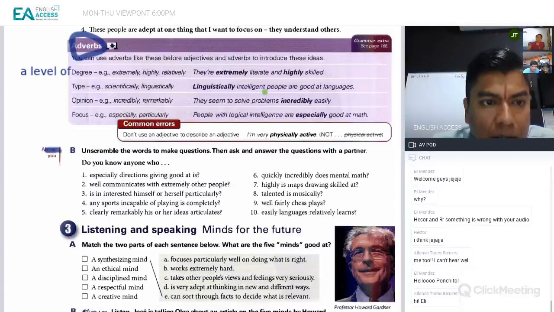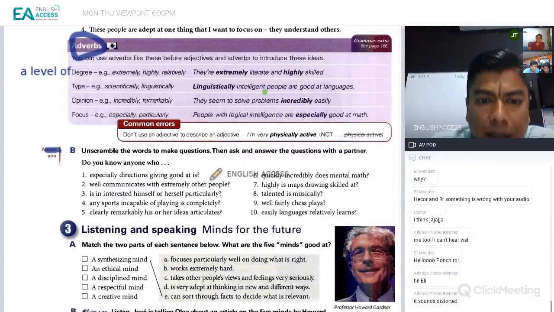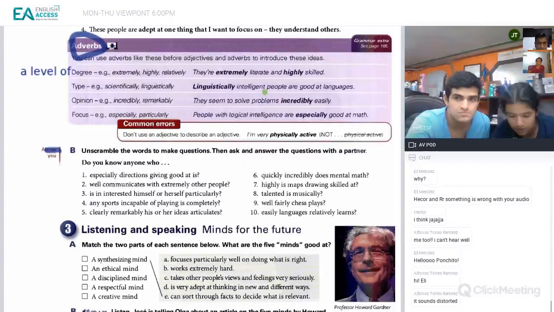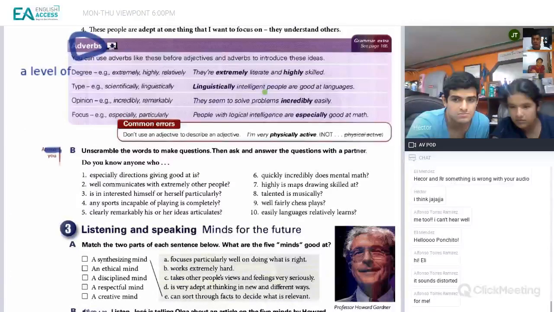Do you know anyone who is especially good at giving directions? Yes, that's correct. Can you type that in the chat so that Alfonso can see it?